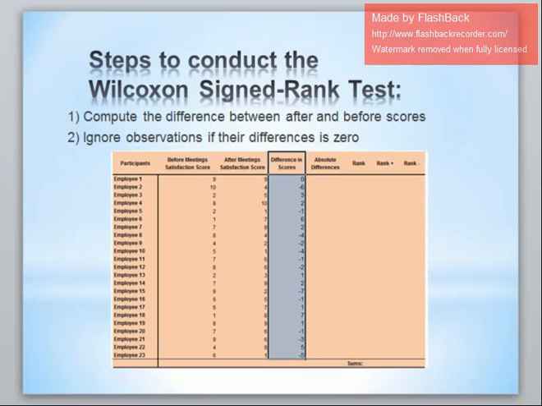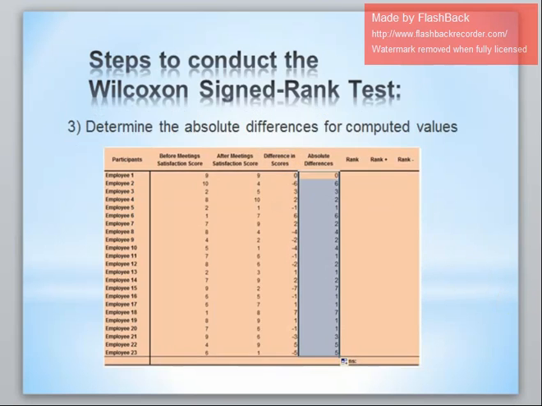So, steps to conduct the Wilcoxon sign rank test. As a first step, we have to compute the difference between after and before scores. It doesn't matter which one we do, because in the third step we have to take the absolute values. We compute the difference and ignore the observations if their difference is 0, which is our first one here. And then at the third step, we have to determine the absolute differences for the computed values.